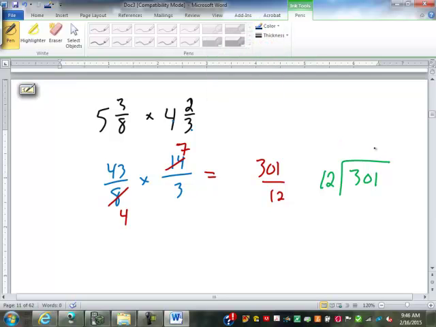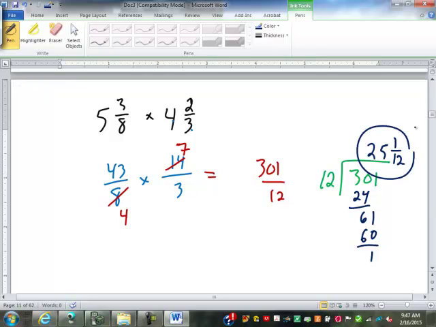So 12 goes into 30 twice. That's 24. 36. Bring down the 1. 12 goes into 60 five times, or 61. That's 60. 1 left over, so it's 25 and 1/12. How many of you had that? How many of you know how to get there now? Okay. Good.